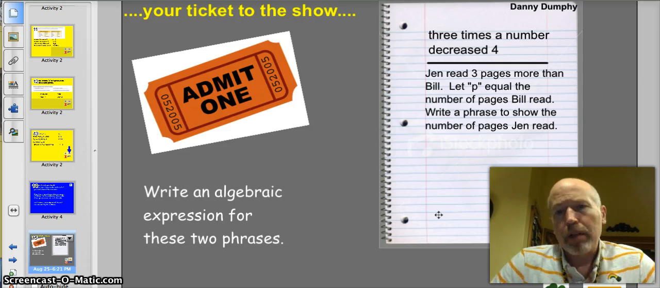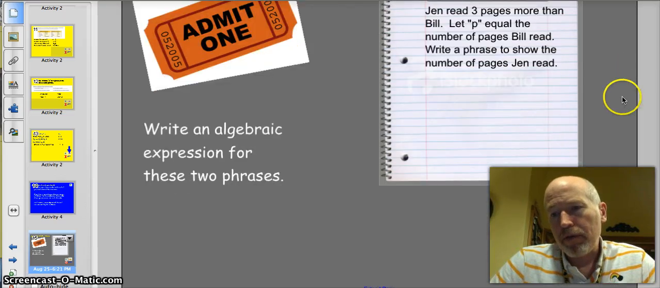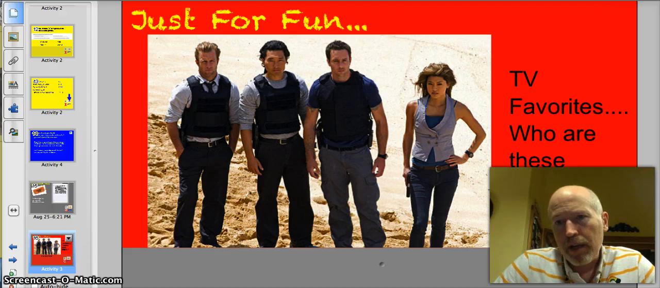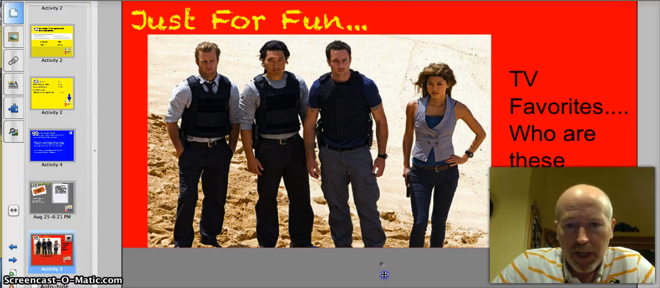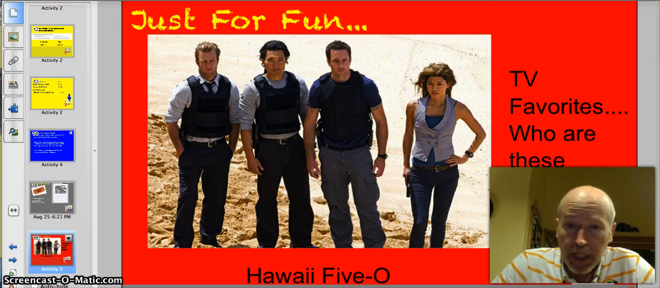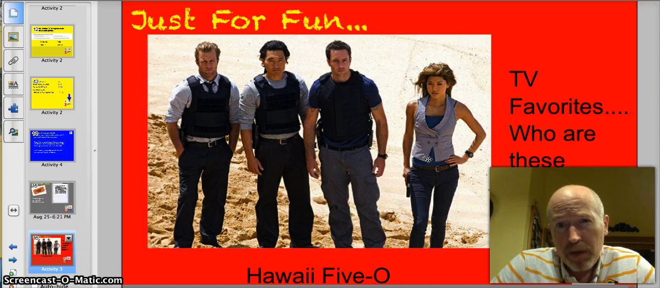All right, let's get to the just for fun stuff. I've been waiting for this one for quite a while. All right, who are these favorite TV people of mine? Well, they are the cast of Hawaii Five-0. And the cool thing about Hawaii Five-0 is it was on when I was a kid. It wasn't these people. I'll show you a picture of them some other time. But one thing has remained the same. It's got, in my opinion, the greatest TV theme song ever.